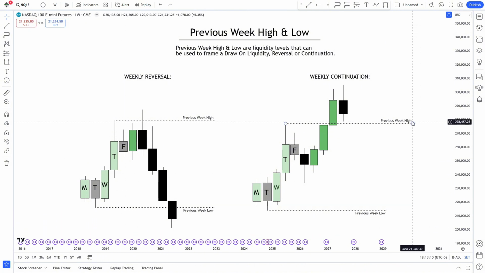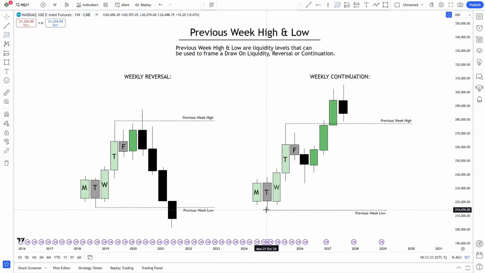Now the previous week's high and low can also help me to frame a weekly continuation. If I look at the previous week's range from this low to this high, I can use a fib, mark out 50%, look at discount arrays. So here we have this bullish order block, 50% is this level here, right?